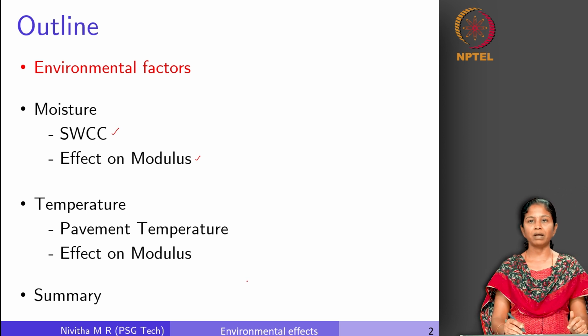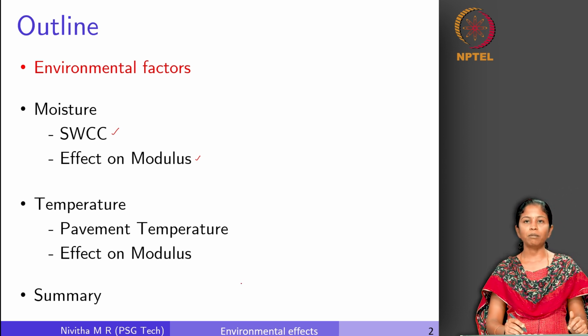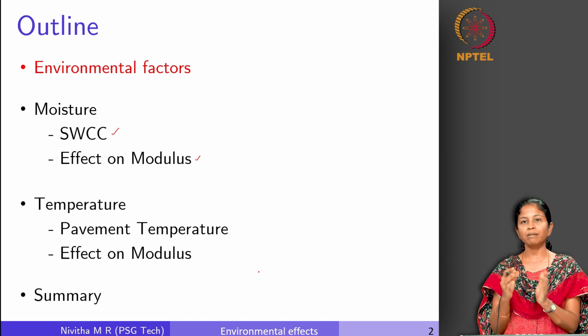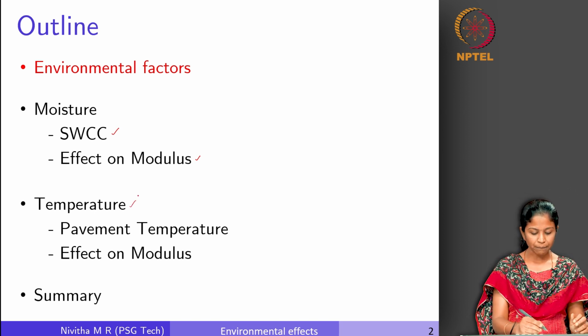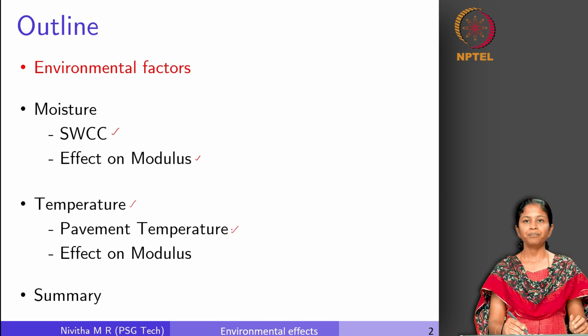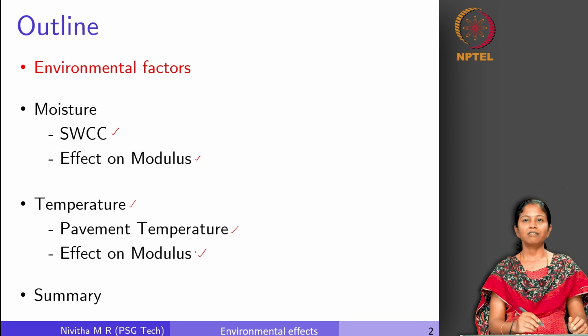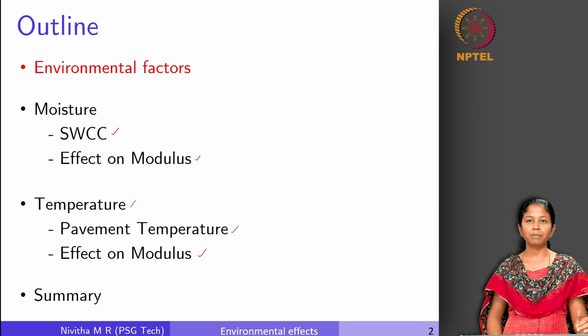Similarly, we are going to take another parameter, temperature. Though there are a lot of environmental parameters that will be influencing the performance of the pavement, we will be seeing that moisture and temperature are the 2 main parameters that we will be concerned about from the design perspective, at least from the influence on the modulus value. So we will talk about temperature, we will talk about pavement temperature, right. So how it is influencing the pavement temperature and what will be the effect on modulus. Finally, we will summarize. So this is the outline of this presentation, wherein we will be talking about the influence of environmental factors, identifying them and quantifying the sensitivity of modulus.